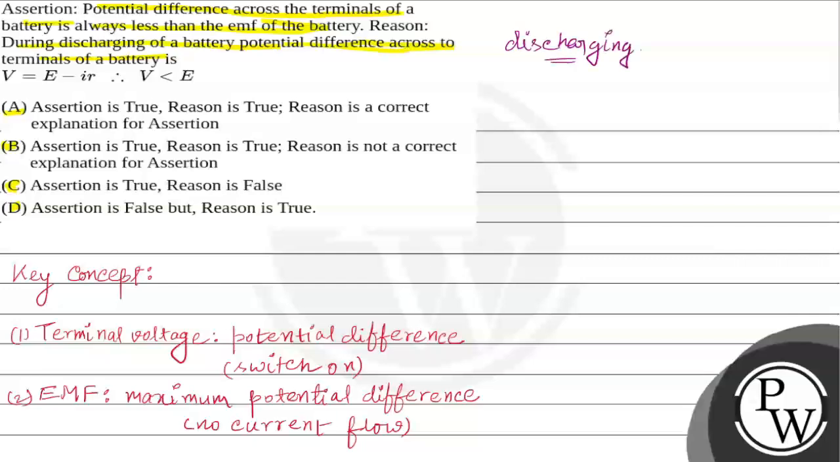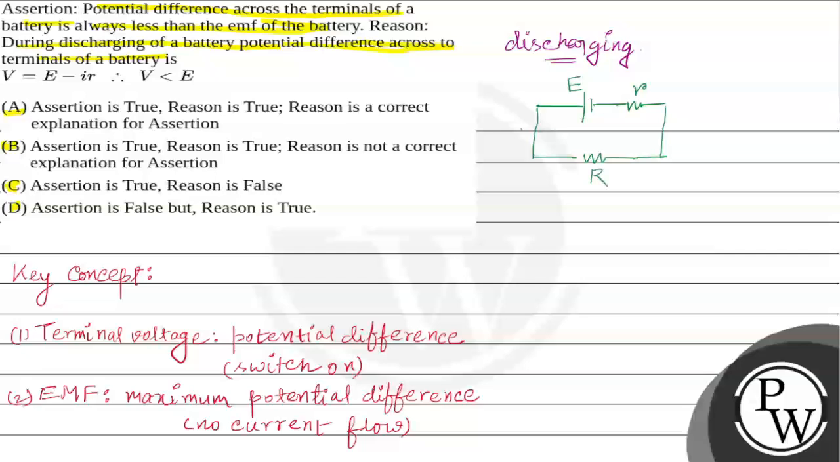Suppose that we have this circuit. This is the cell. The EMF of the cell is capital E. Then we have this internal resistance small r, and we have the load resistance, that is capital R, right?